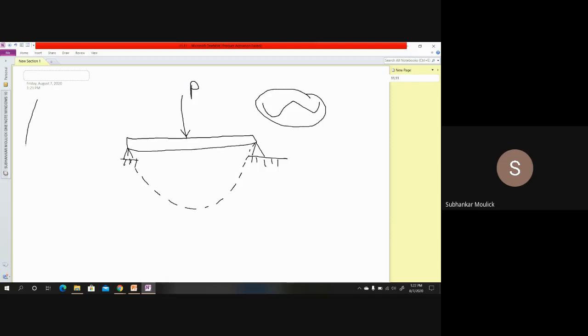One more example, let us take, say, this is a cantilever beam. On this cantilever beam, I have applied a load at the end point. As a result of it, the beam will deflect. So if I draw the deflection curve, this will be the deflection curve. Fine. That means the deflection curve of this problem is somewhat like this.